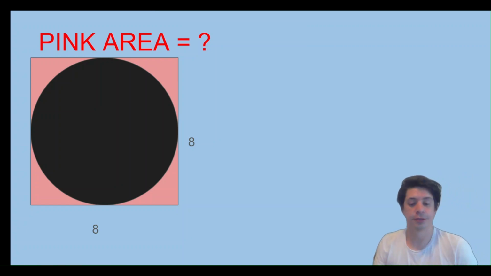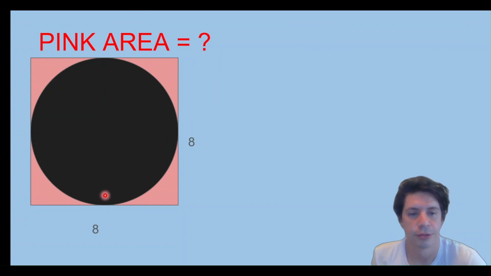So we have this square circumscribing a circle. And we know the side lengths are 8. Now can we find the area of the pink? It's pretty straightforward. What you want to do is find the area of the square and subtract from it the area of the circle.